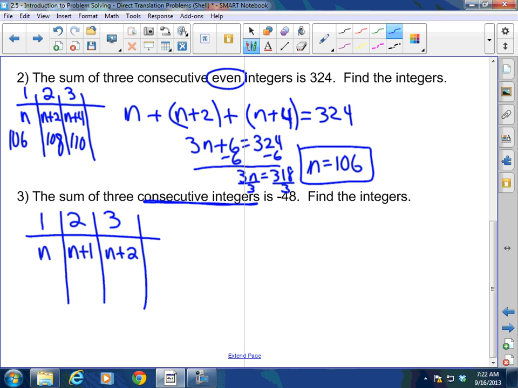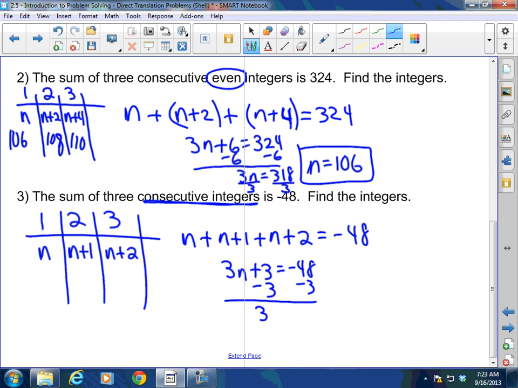The sum of the 3 consecutive integers is negative 48. So n plus n plus 1 plus n plus 2 equals negative 48. n plus n plus n is 3n. 1 plus 2 is 3, equals negative 48. Subtract 3 from both sides. 3n equals negative 51, divided by 3. n will equal negative 17.